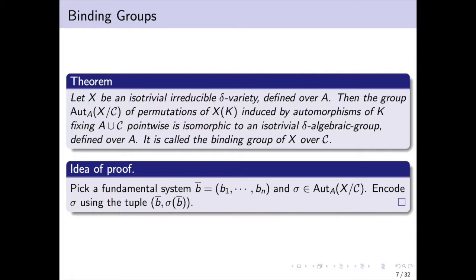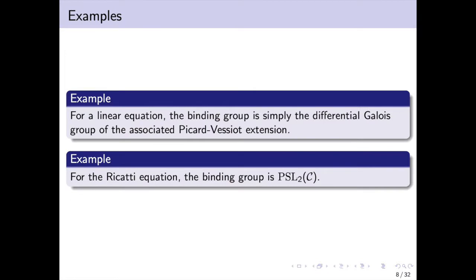So I have a few examples. If we look back at two earlier examples, if we have a linear equation, then the binding group is just the differential Galois group of the Picard-Vessiot extension that's associated to it. So this is familiar. But for the Riccati equation, the binding group isn't linear anymore, it's just PSL2 of the constants. That's where I needed them to be differentially transcendental, to have this isomorphism. Otherwise it could become smaller.